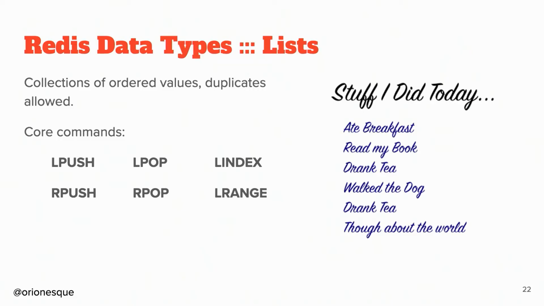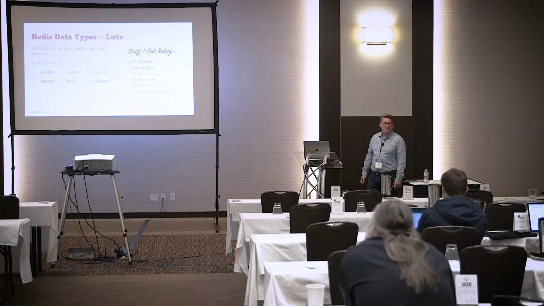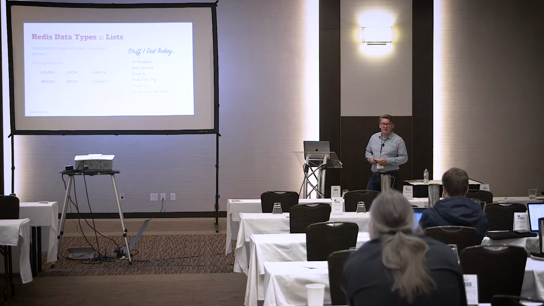This is where it starts getting fun. So, lists: collections of ordered values, duplicates allowed. This is, as we see here, our simple list. I think in computer science they call them linked lists, I think that's the official term for them. Essentially, again, you just declare it as soon as you need it, and you LPUSH or RPUSH, so either at the beginning or the end, you can just shove a value on the end of it.